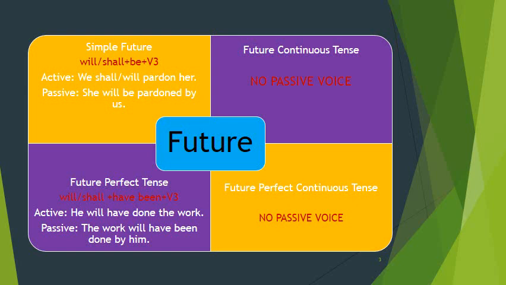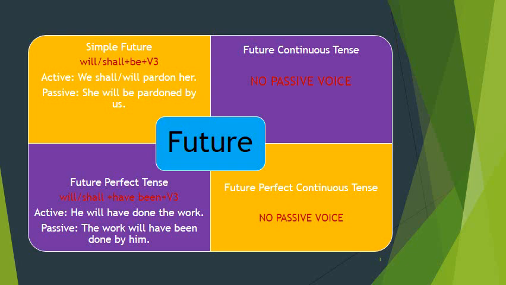Our next tense is now future tense. In future tense, the first is simple future. The rule to change into passive voice is will or shall plus be plus third form of the verb. For example, we shall or will pardon her. The passive will be she will be pardoned by us.